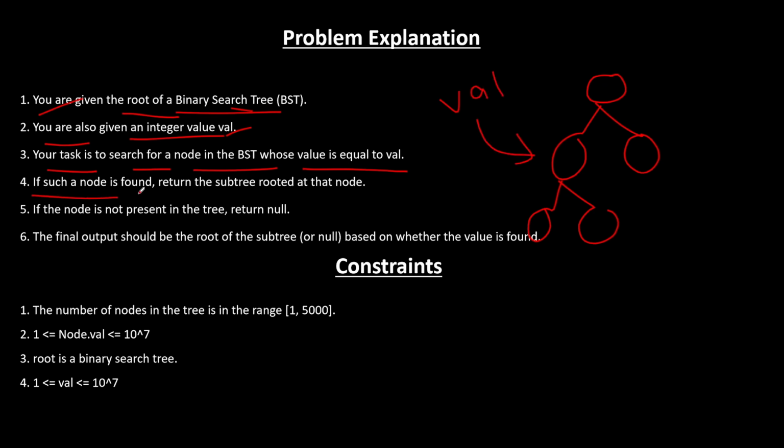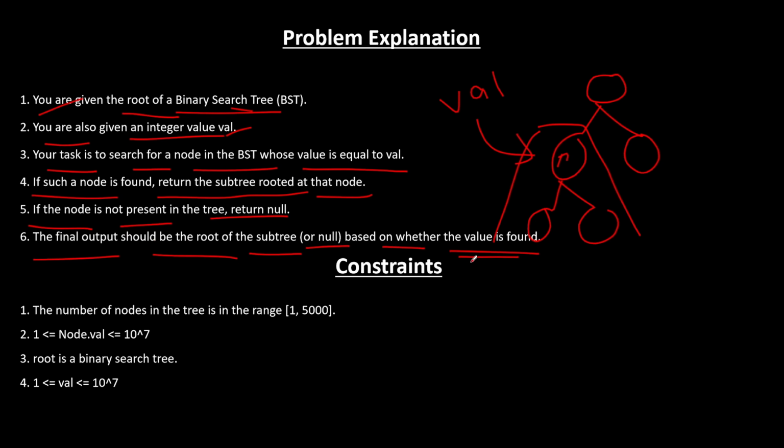If such a node is found, return the subtree rooted at that node. Suppose this is the node, then we will return this particular subtree as the answer. If the node is not present in the tree, we return null. The final output should return the root of the subtree or null based on whether the value is found or not. So we basically just have to find the node which is given in the value, and if it is there, we have to return that particular subtree. That's the simple question understanding.